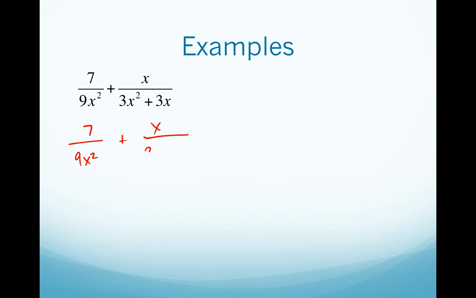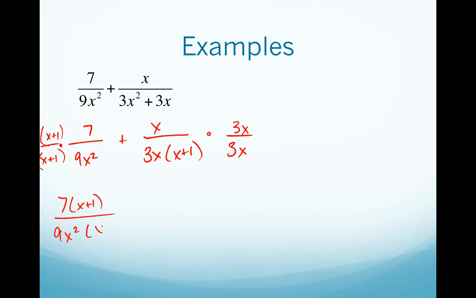So here I have a common factor of 3x, which will leave me with x plus 1. So I can get up to a 9x squared in this denominator if I multiply by 3x over 3x. So now I'm going to have a 9x squared on the right, I have a 9x squared on the left, but I need an x plus 1 over here. So I'm going to do x plus 1, x plus 1. So on this left-hand side, I have 7 times (x plus 1) over 9x squared times (x plus 1). Over here, I have a 3x squared over 9x squared times (x plus 1).